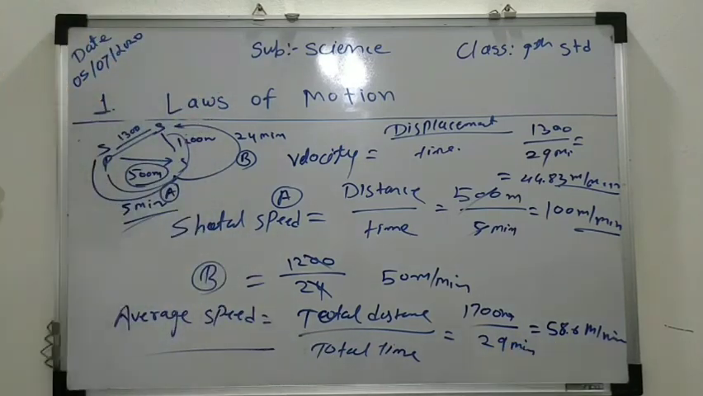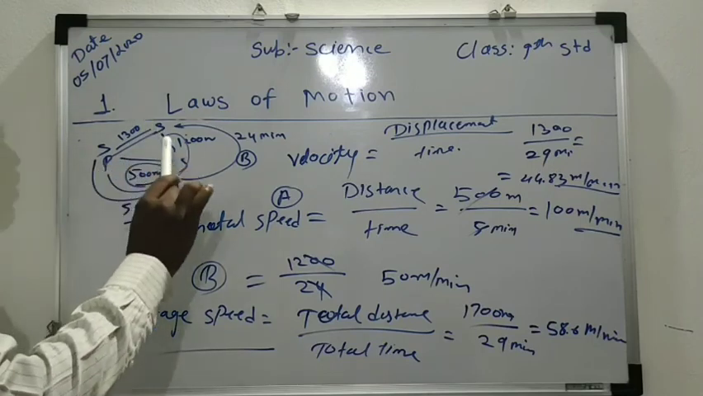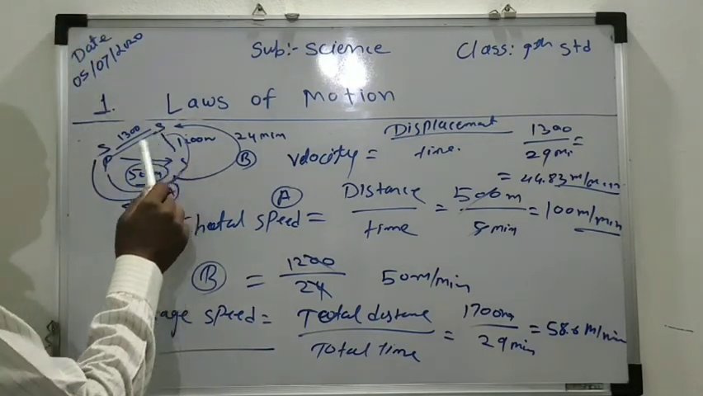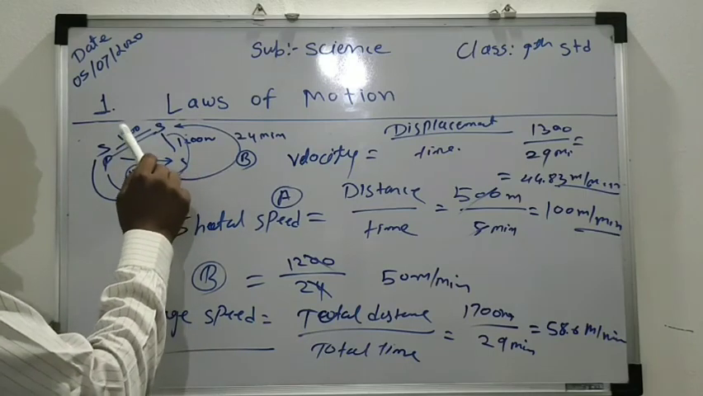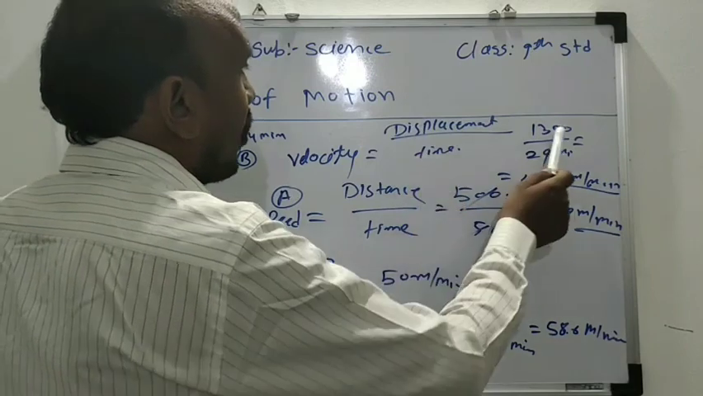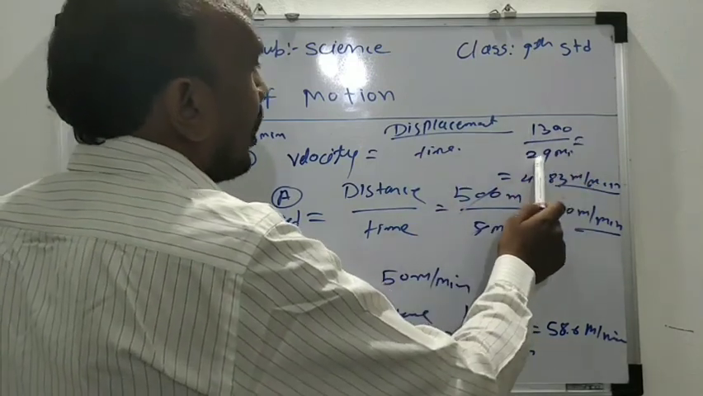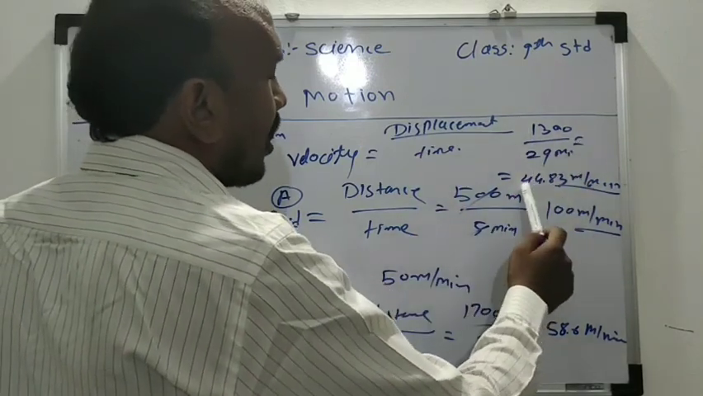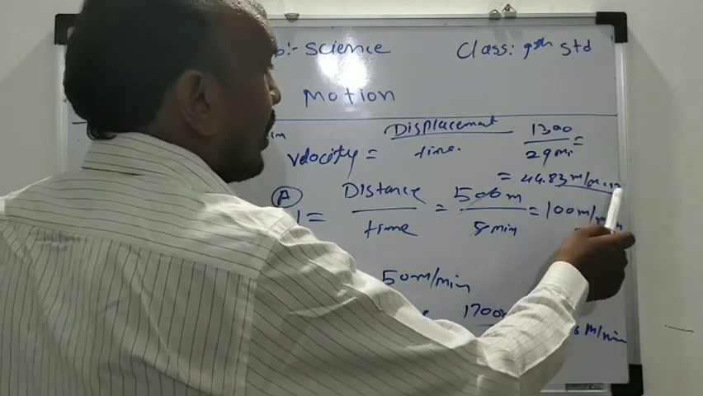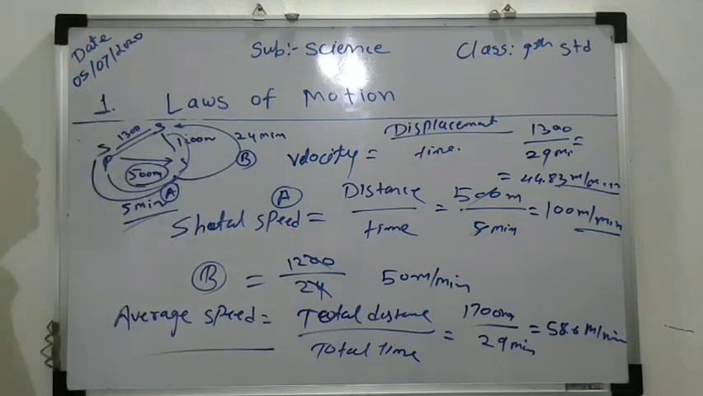So what will be the displacement? Displacement is the shortest distance between the initial position and the final position. So 1300 meters. Displacement upon time equals 1300 meters upon 29, which calculates roughly to about 44.83 meters per minute. So that will be the final velocity of Sheetal.